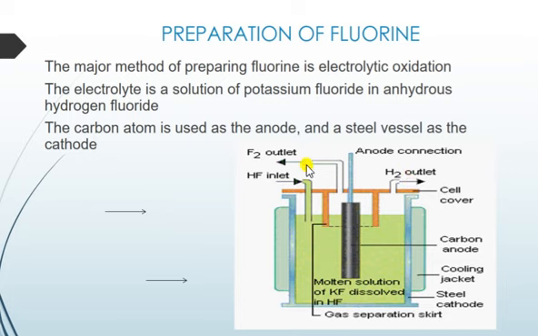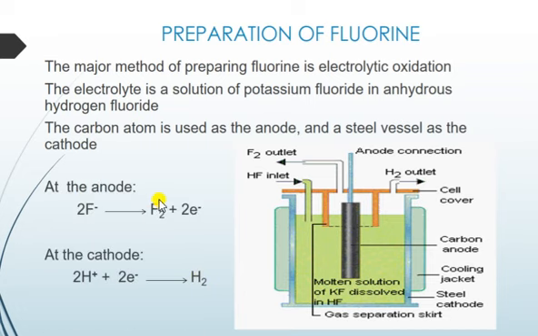We also have the fluorine gas outlet, in which the fluorine gas is being collected. We have the cell cover, which is used in covering the electrolytic cell. Here we have the cooling jacket, and likewise we have the gas separation skid, which is used in separating the gases formed. Now what happens here is that electrolysis causes hydrogen fluoride to decompose, forming fluorine gas at the anode and hydrogen gas at the cathode.